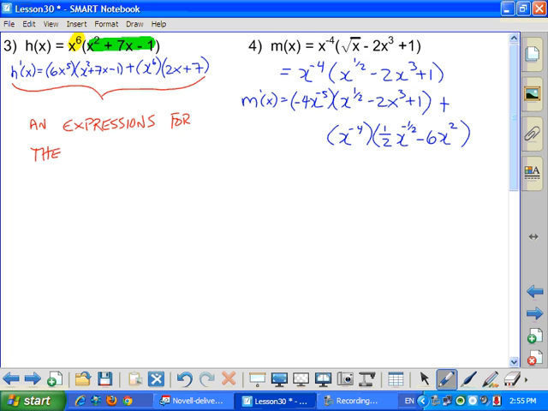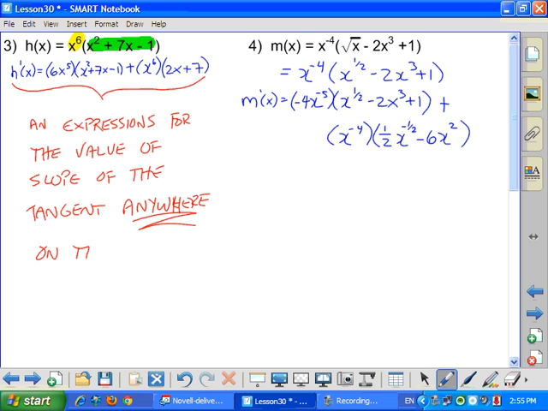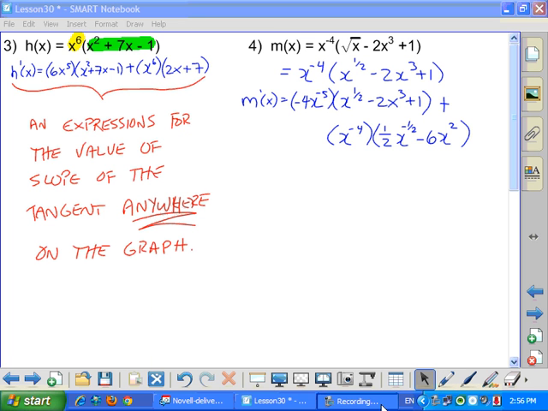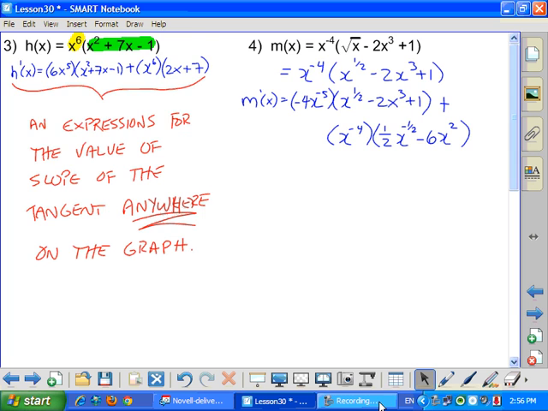For the value of slope of the tangent anywhere on the graph. So it doesn't matter where you are on the graph, this is the equation for the slope of the tangent. And you're doing it in one step, so significantly quicker than it was before.